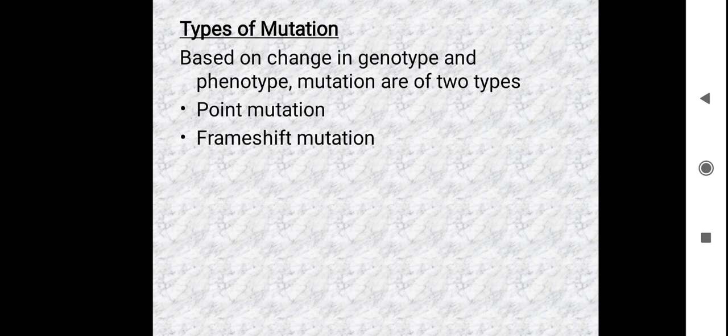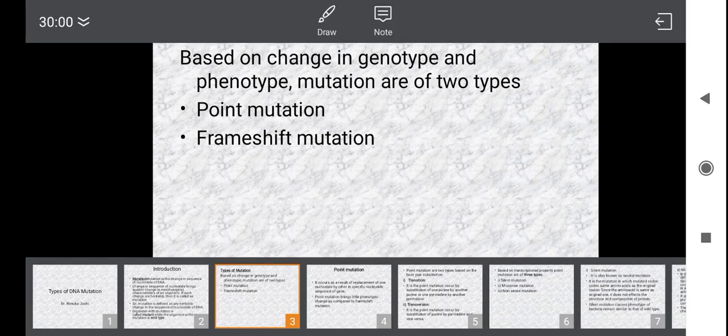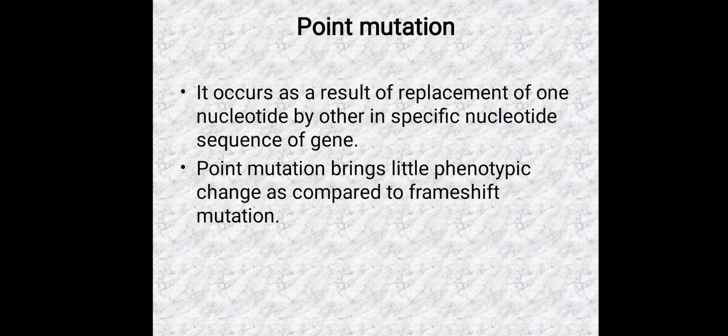Now there are different types of mutation, but on the basis of the change within the genotype and the phenotype, there are two main types of mutation. The first one is the point mutation and the second one is the frame shift mutation. Now the first one is the point mutation.